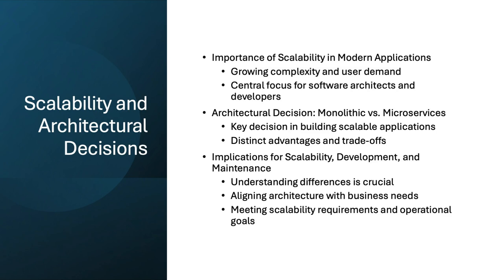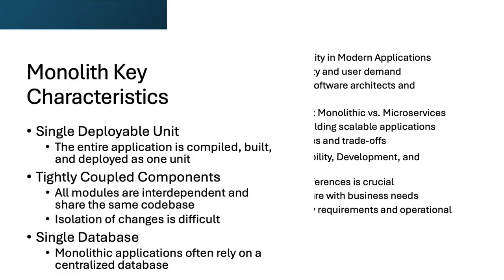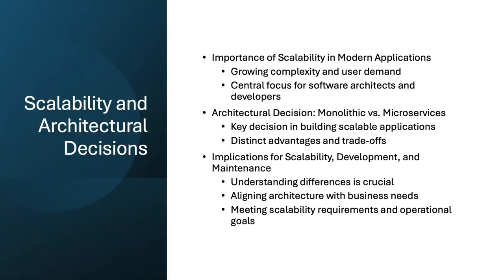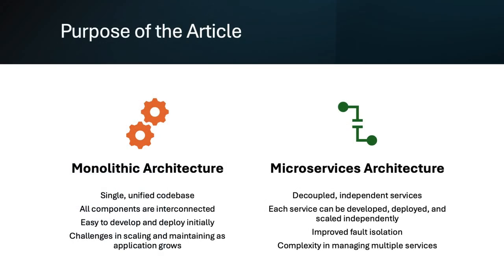As applications grow in complexity and user demand increases, scalability becomes crucial. Choosing between monolithic and microservices architecture is a key decision, each with its own advantages and trade-offs. Understanding these differences helps align the architecture with the business needs and scalability goals. This video will discuss the characteristics and strengths and weaknesses of monolithic and microservices architectures, focusing on their impact on scalability and maintainability.